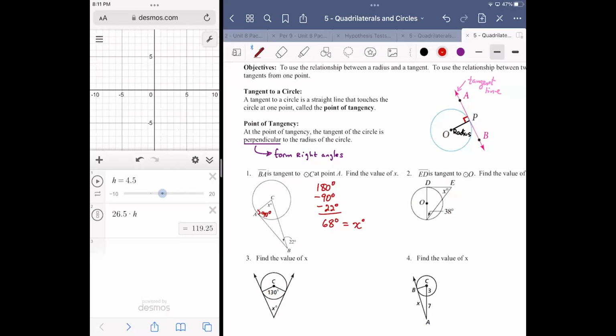Right? Just like in number 2, the 90-degree angle here. So it's another 180 minus that 90-degree angle. Knock off the 90, knock off the 38, and we're at 52 degrees. All right, so that's my X.